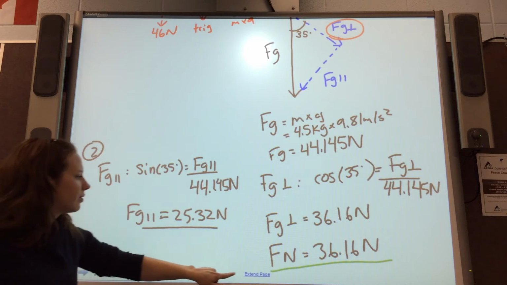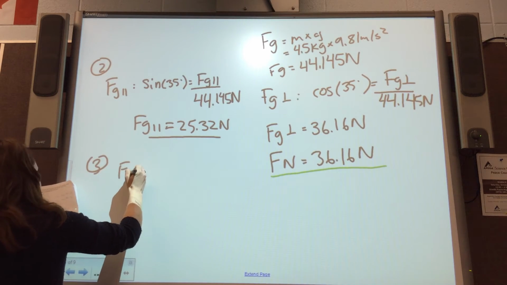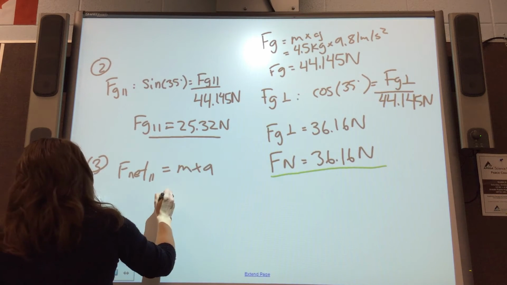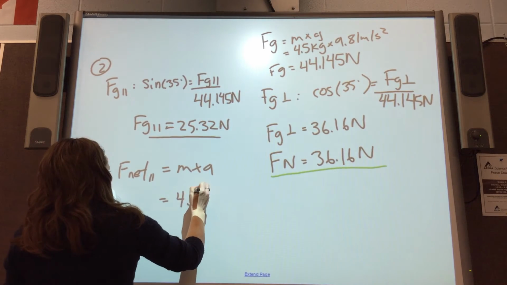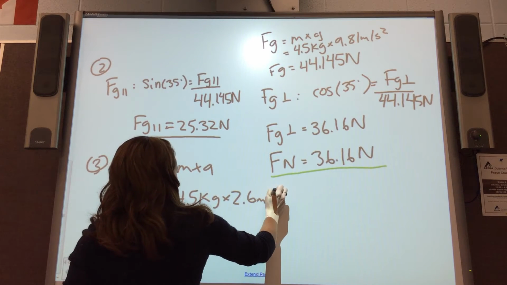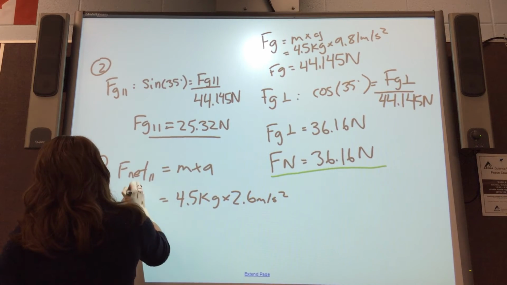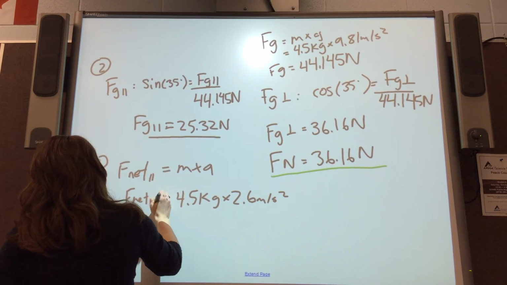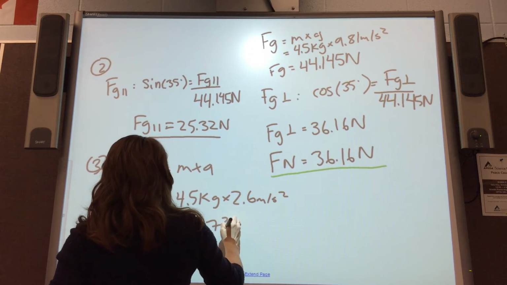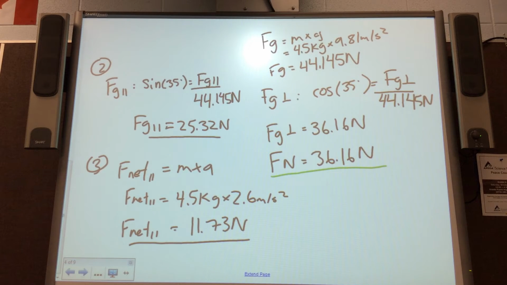Then I also need to find my Fnet parallel. I said is m times a. So that's 4.5 kilograms multiplied by 2.6 meters per second squared. So Fnet parallel is equal to 11.73 newtons. Okay, another part of my problem done.